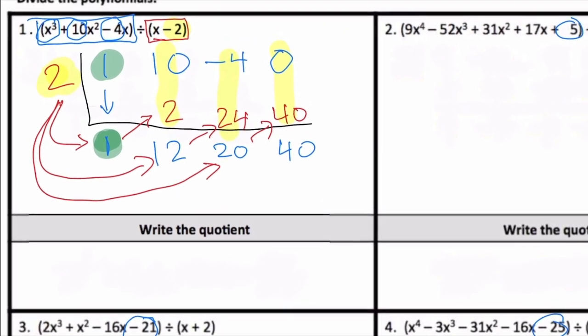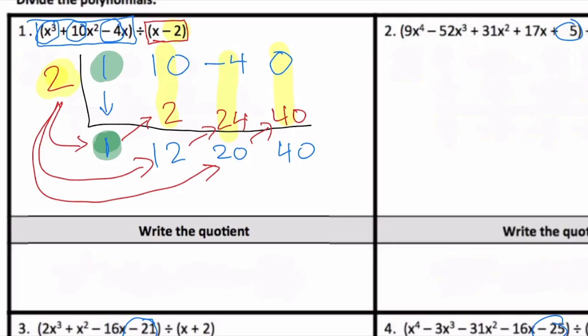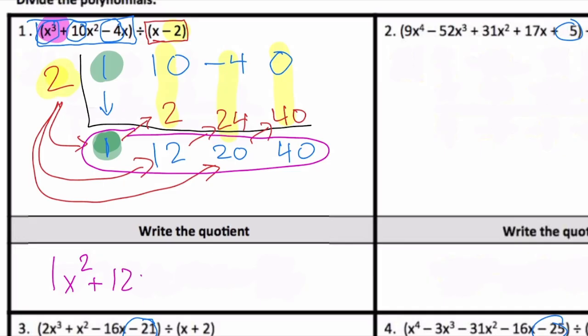So now we need to ask, okay, what is the highest exponent? Well, the highest exponent in this problem is 3. So we're starting at 2. Take your first number at the bottom of this list. We're just going to solve these. Take the first one. You're going to use as your first coefficient. So 1x squared plus 12x, because we're just going one exponent lower each time, plus 20 plus 40, and you're putting that over the divisor. Again, this divisor is this thing up here. x minus 2.